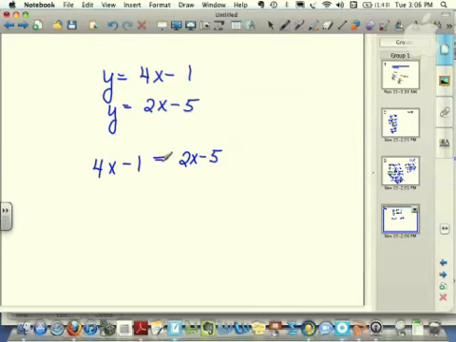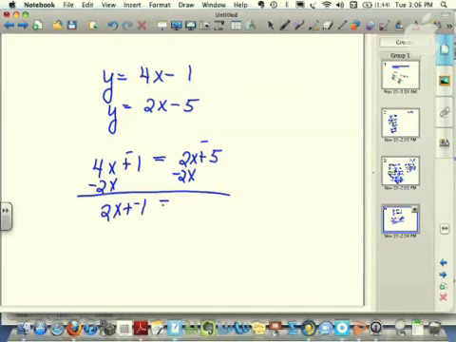So I have an equation with variables on both sides. I will change these subtractions to add the opposites. I will move the variables to the same side, so I'll subtract 2x from both sides, and I get 2x plus negative 1 equals 5. Let's add a 1 to both sides. 2x equals 6, so x is 3.